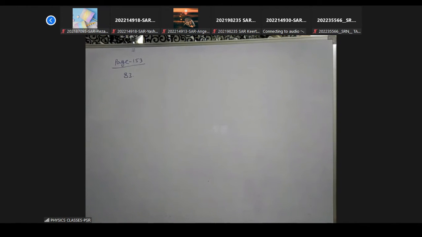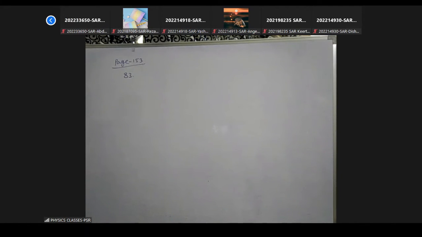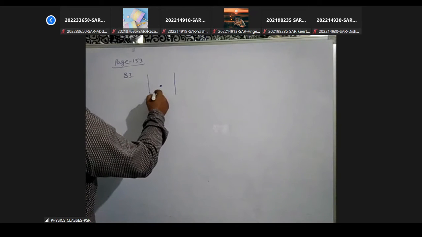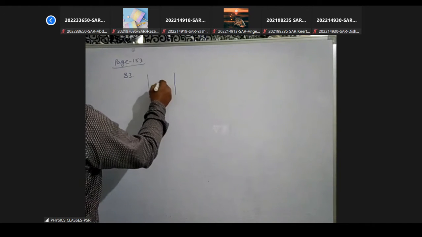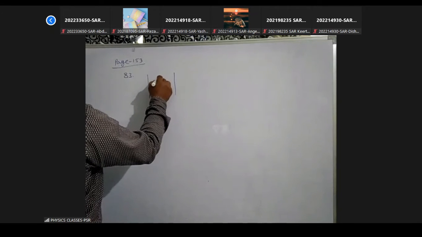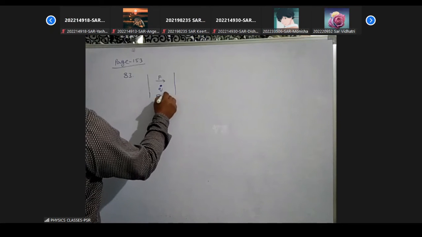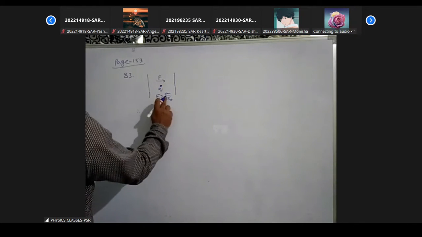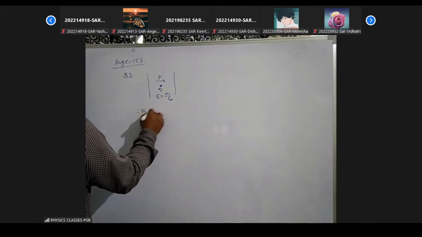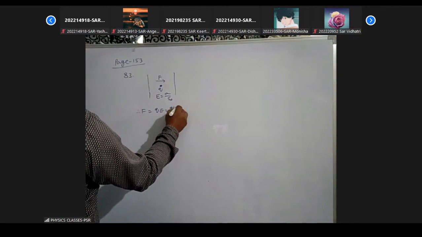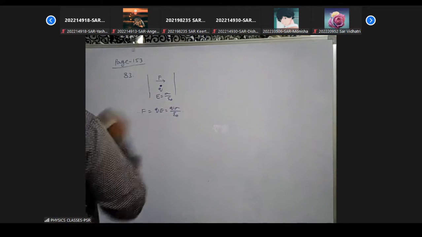The force acting upon a charged particle kept between the plates of a charged capacitor is F. If one of the plates is removed... here two plates are kept like this, between them charge Q is kept. So the force on this is F. The electric field between the plates is E equal to sigma by epsilon naught. Therefore, F is equal to QE, which is Q sigma by epsilon naught. That is the force.